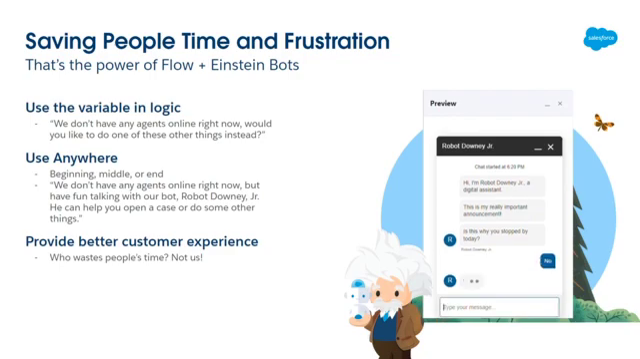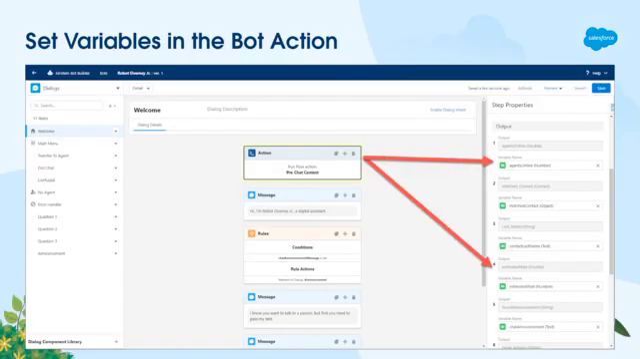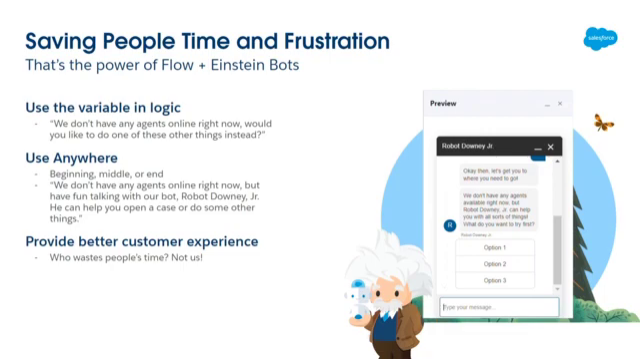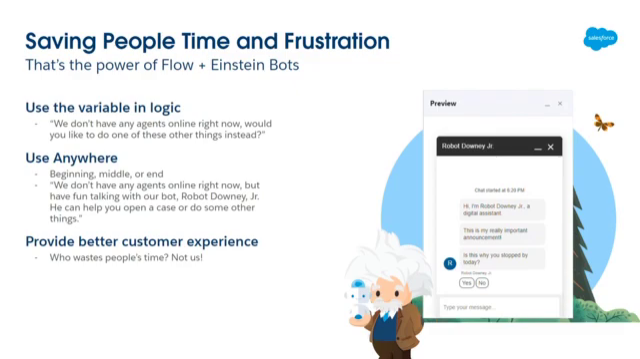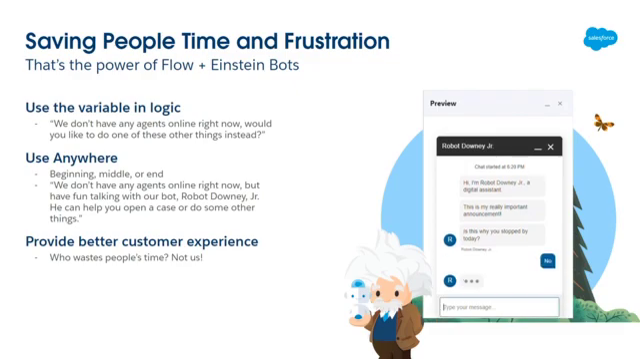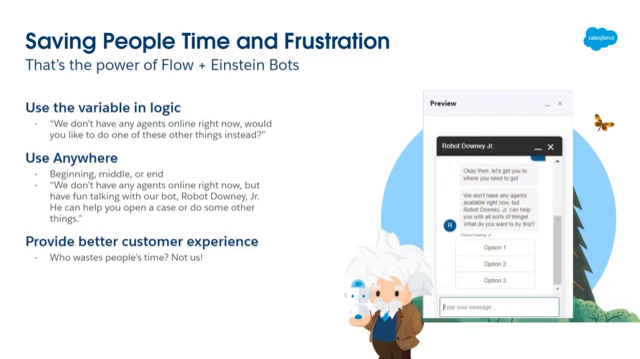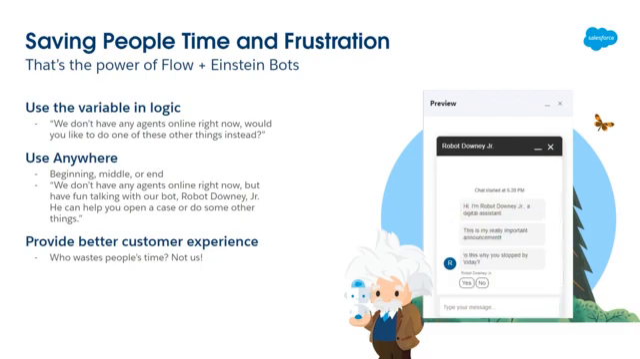Did I skip a slide? Maybe I didn't. Okay. So here we see an example of it saying, as part of the welcome message, hey, I don't have any agents online right now, but you can continue chatting with Robot Downey Jr. He can help you with option 1, 2, 3. This is just one example of what we can do with this.